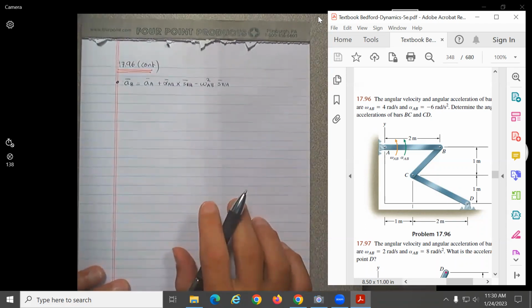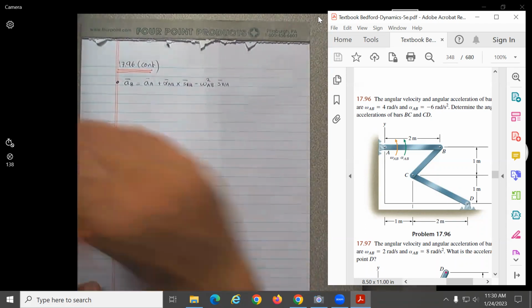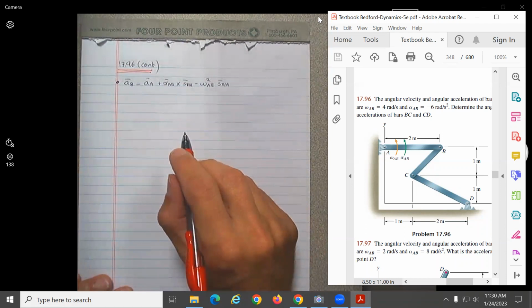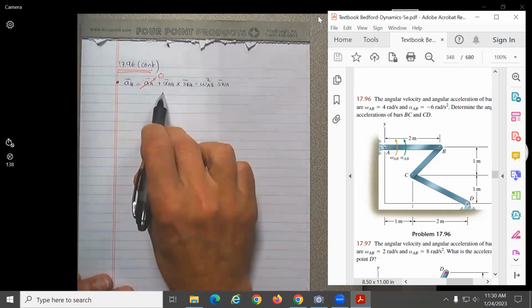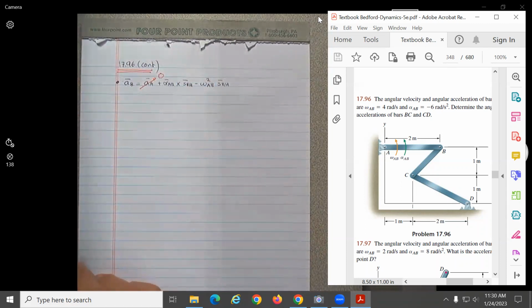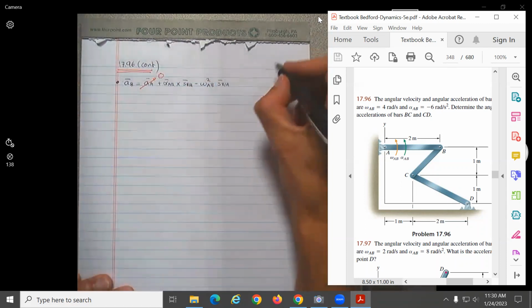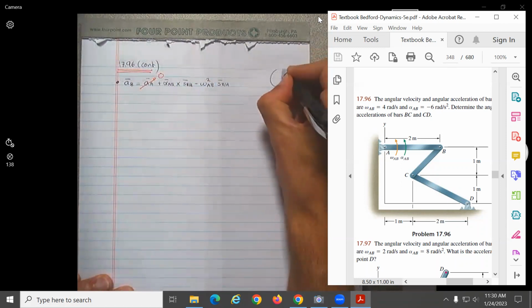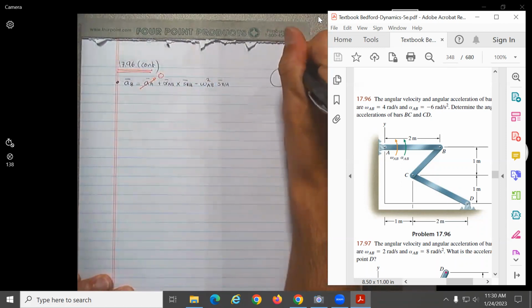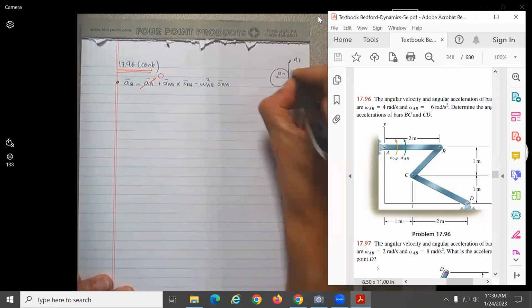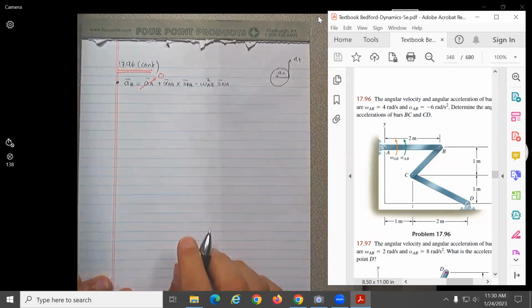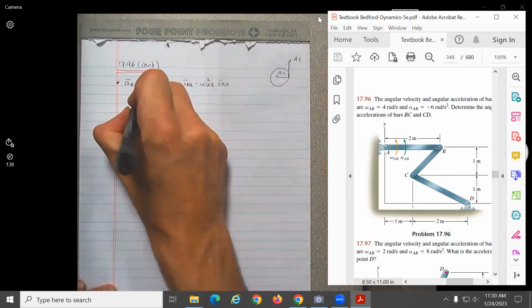Okay, so since point A is fixed, what is the acceleration of A? 0. Now, alpha cross r AB, remember that will be the tangential acceleration. Remember when we say something is rotating, it will have one term which is tangential, one term which is normal, or centripetal, okay? So anyway, we need to do the math.